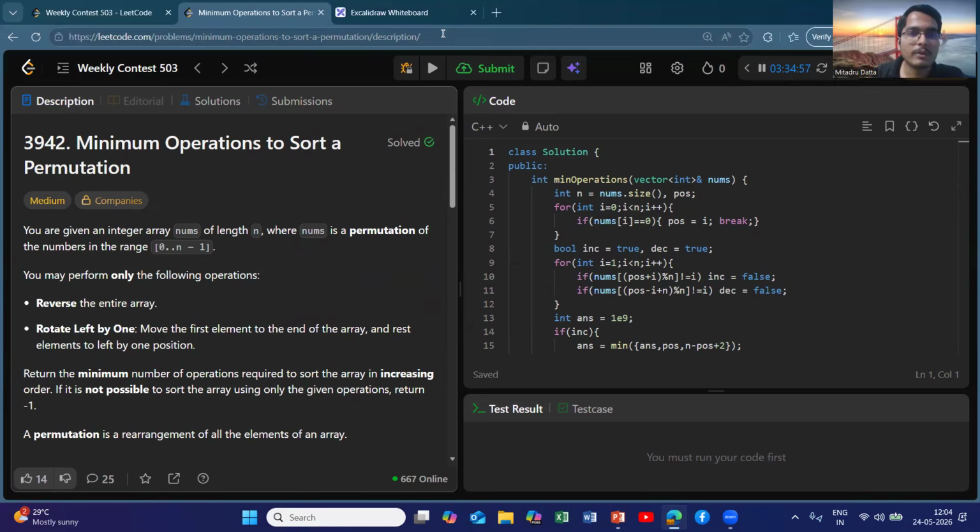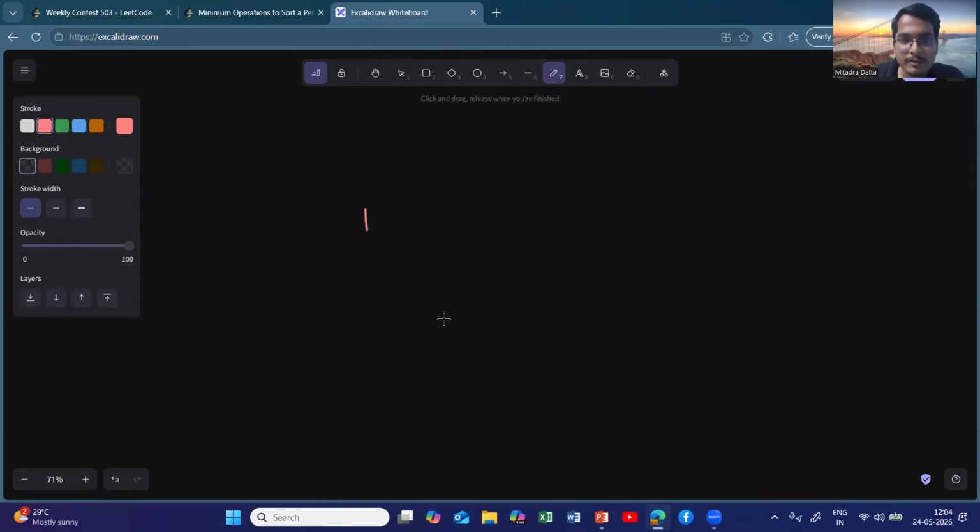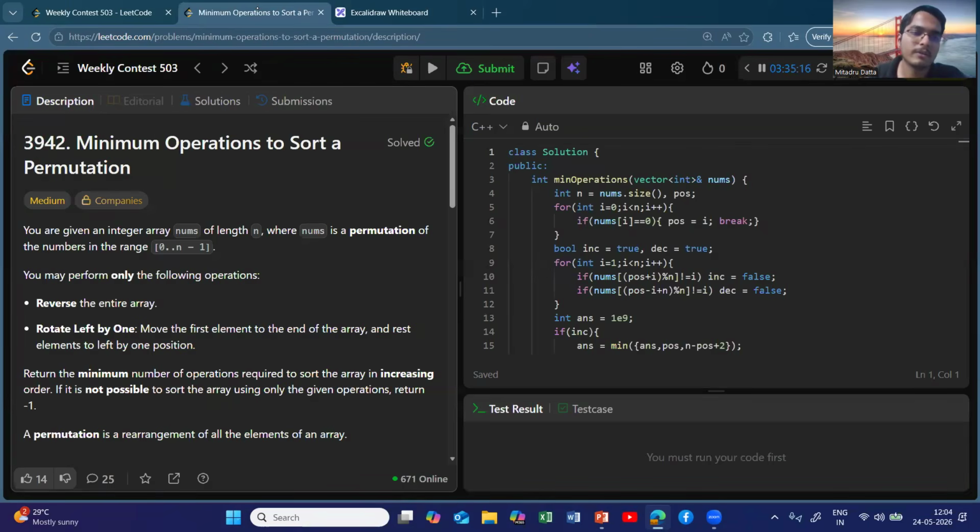Okay, so it simply means that if you want to rotate an array, so let's say you have an array which is something like this, and if you want to rotate it to the left, it means that the first element will go to the last and all the elements will get shifted by one position. So that only means this. Okay, you may perform this operation or you may reverse the array also.